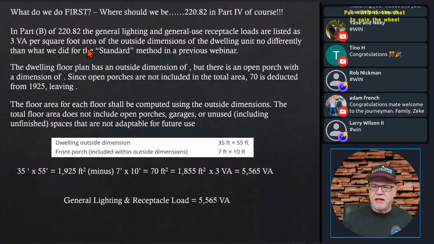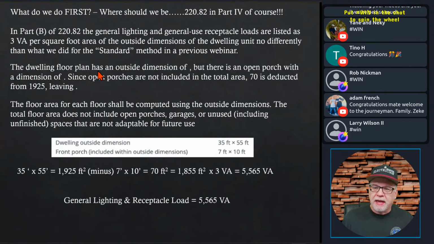Okay, so first thing it tells us is 3 VA per square foot for the outside dimension of the dwelling unit. And it is no different than what we learned back at the standard. So it ain't like you have to learn something new. It's the same, 3 VA. You're not doing anything different. Makes it easy, right?